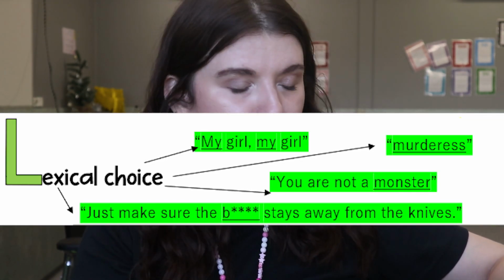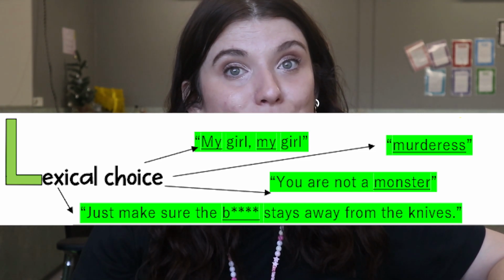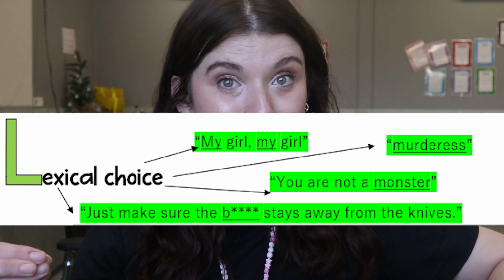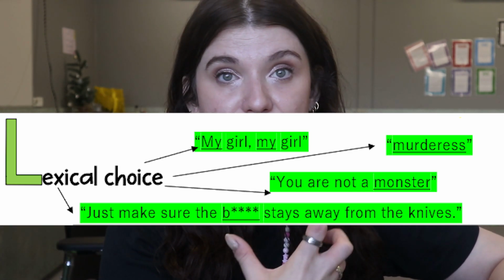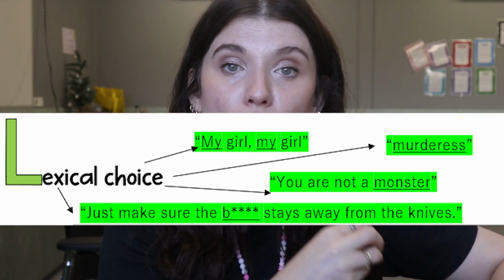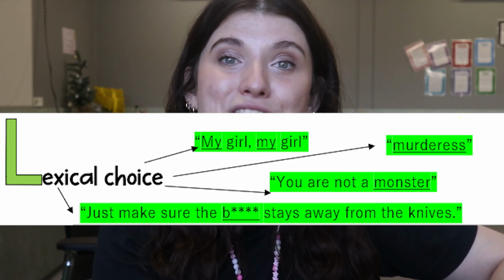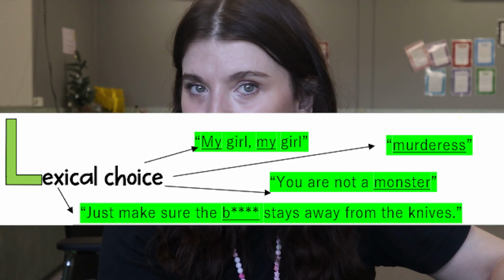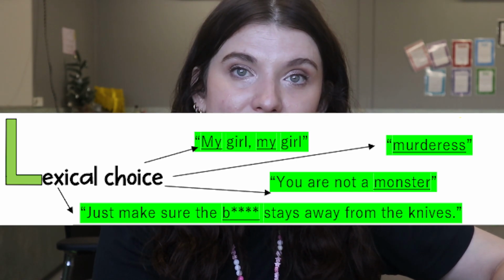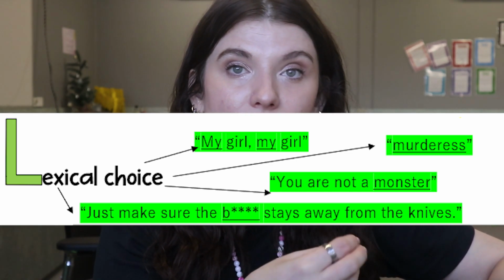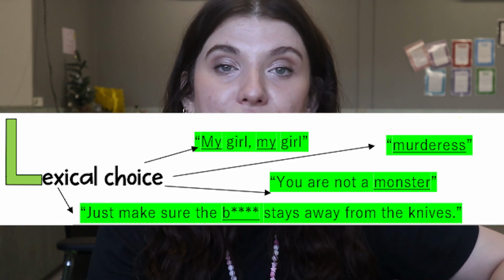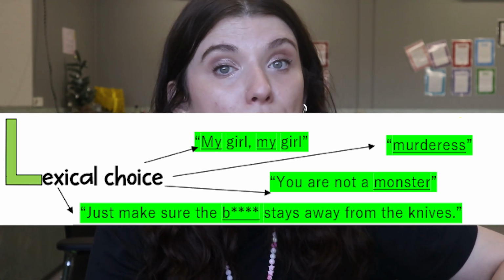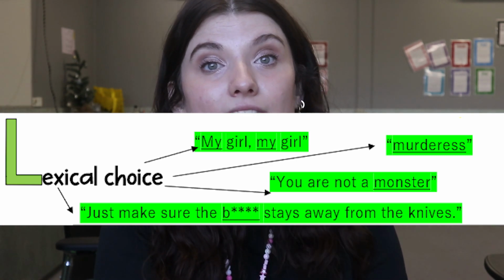For L, I've got lexical choice. Now, lexical choice is a great one so long as we are actually using it properly. So if we refer to Kent's use of lexical choice, we need to make sure we say what that lexical choice was. So we know that lexical choice is like word choice, right? So one of my examples here is when Kent includes the line from Margaret to Agnes that is, "my girl, my girl." And you can see here that I've underlined the word my because that's the lexical choice.